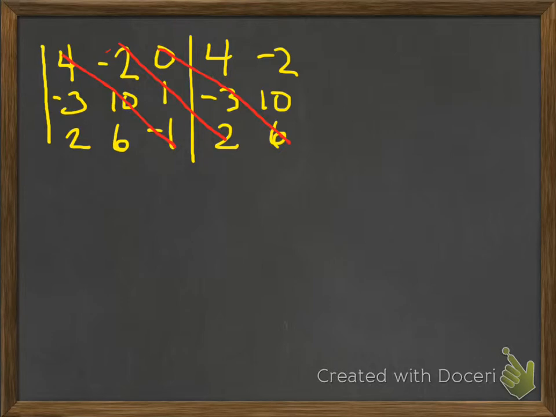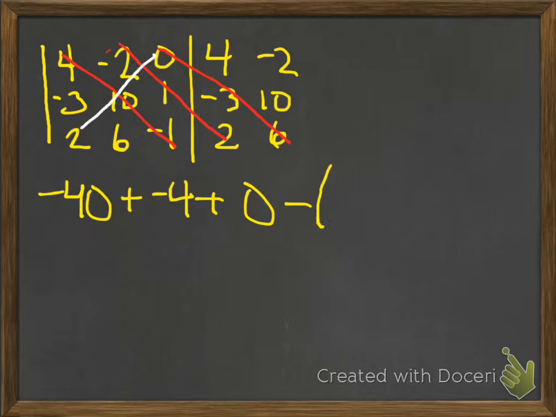Okay, what's 4 times 10 times negative 1? Negative 40. What's negative 2 times 1 times 2? So plus negative 4. All these red ones I'm adding together. And then 0 times anything? 0. Okay, the next ones will go from right to left. 4 times 10 times negative 1 gives me the negative 40. Then I'm working along those diagonals.